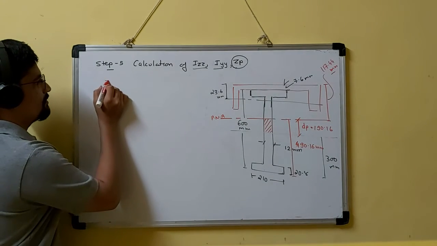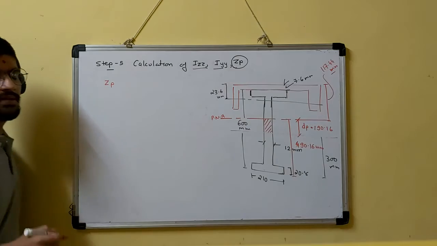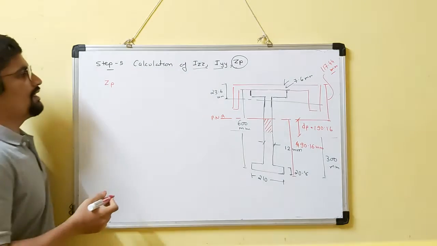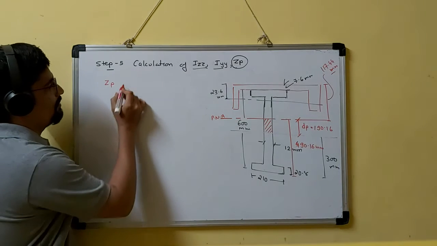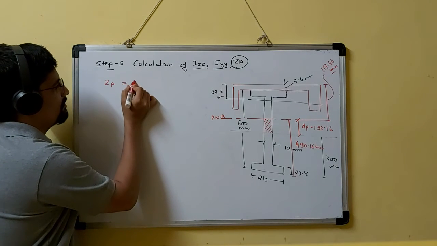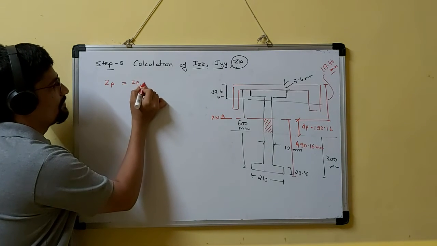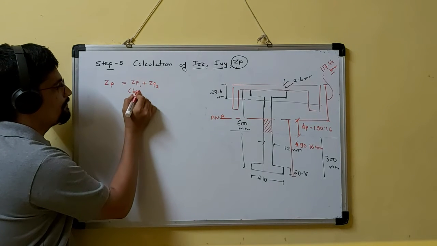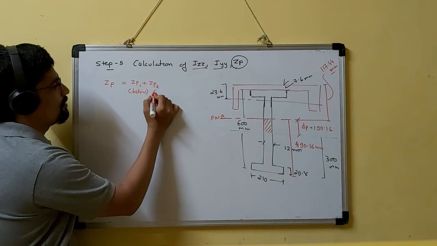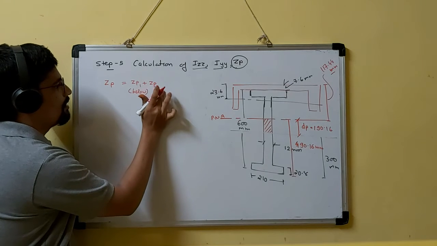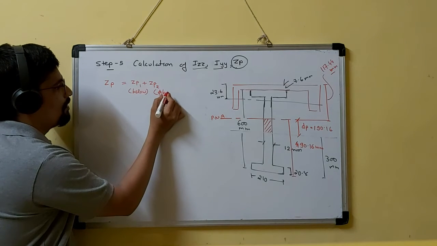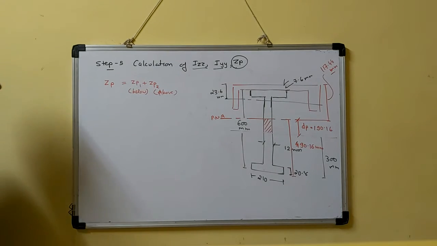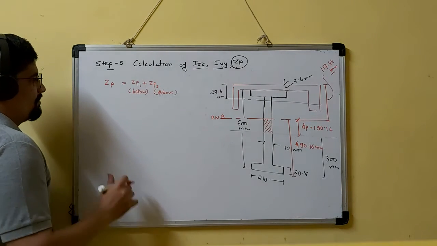ZP is equal to, as I have explained earlier, B T Y, width into thickness into CG. Now here there are two parts, the above part and the below part, so there will be ZP1 and ZP2. ZP1 is the below portion, or you can take either top or below, and this is the above portion. Above the plastic neutral axis and below the plastic neutral axis. So first of all, we calculate the ZP1 value.